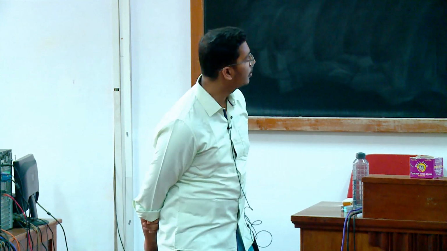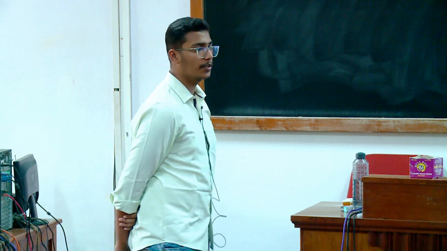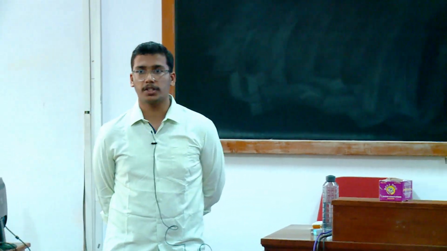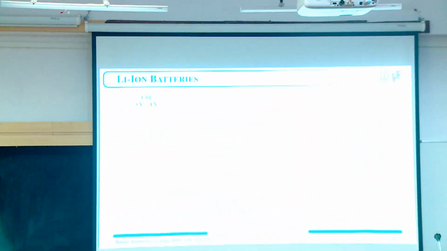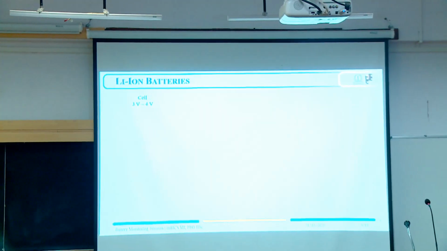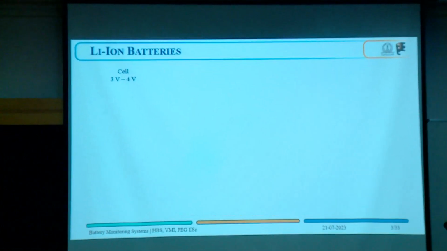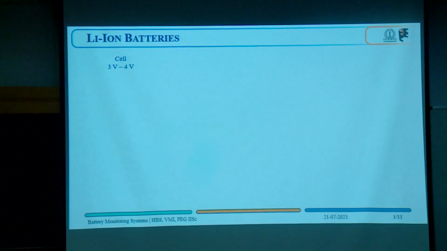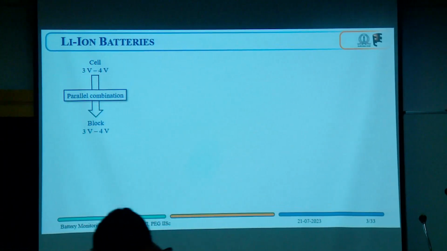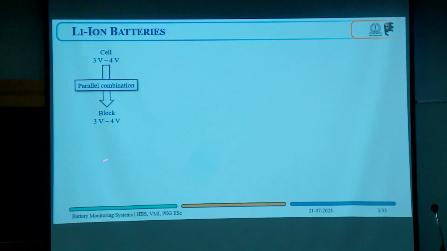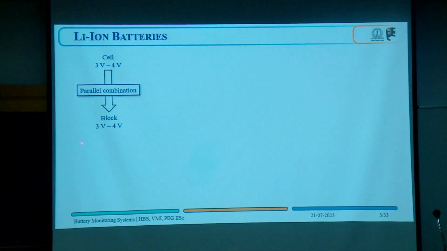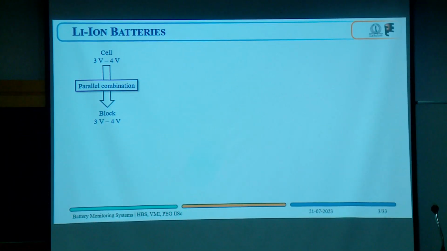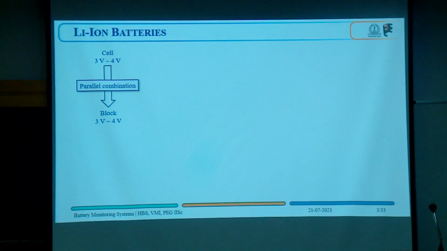So starting with lithium ion batteries. Before going to batteries, we should know what the battery is constituted of. First it is a cell. The cell voltage varies between, let us say, 3 to 4 volts. That is the typical lithium ion cell rating, and if we combine them in a parallel combination, we get a block. In parallel combination, the voltage stays 3 to 4 volts, but the ampere hour rating, that is the current that can be pumped into the cell or block, increases.